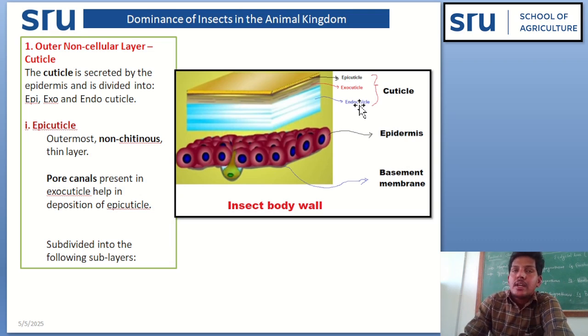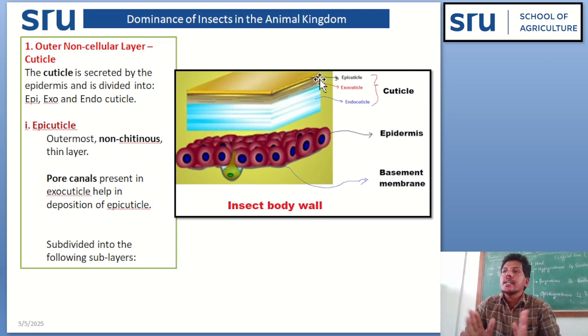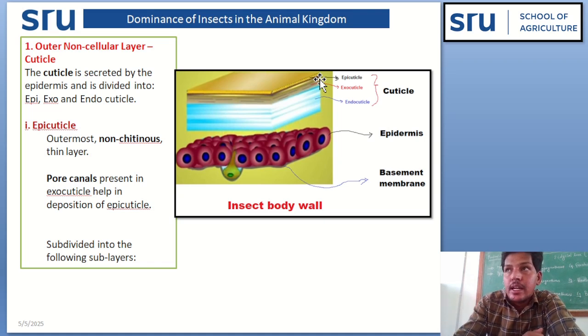Then what is epicuticle? Epicuticle is the outermost non-chitinous layer. There is no chitin in this layer, and it is a thin layer. Pore canals are present in the exocuticle, and they secrete this epicuticle. Actually, the entire cuticular layer is secreted by the epidermal layer. These epidermal cells give pore canals, and the pore canals secrete one of the layers, the epicuticle.